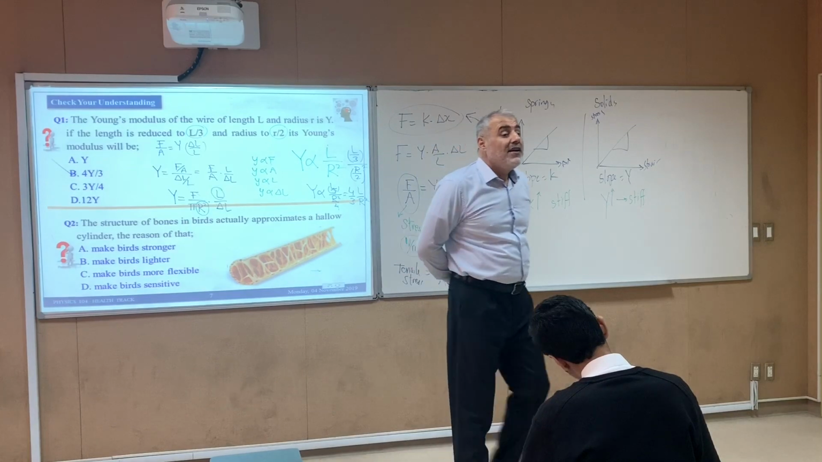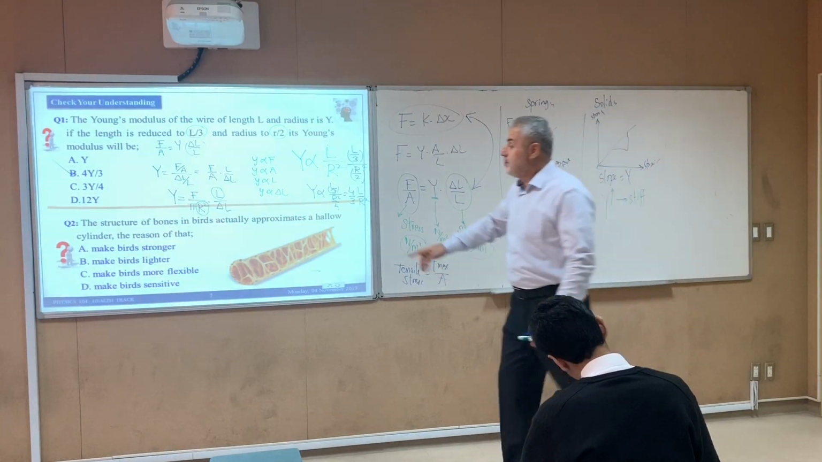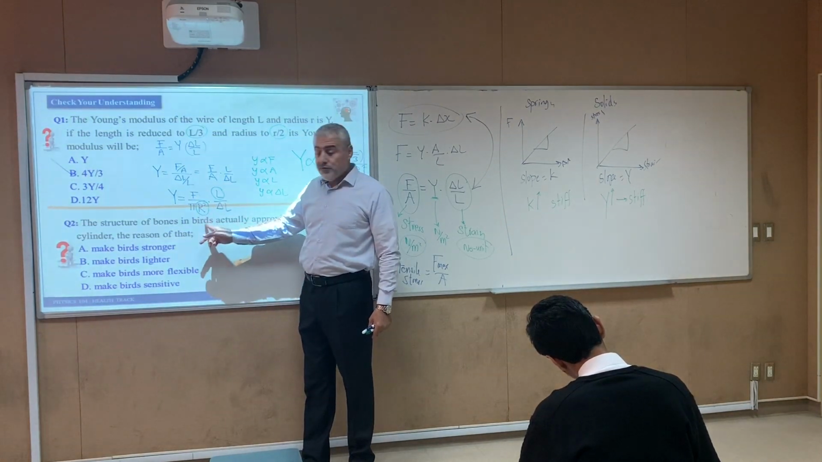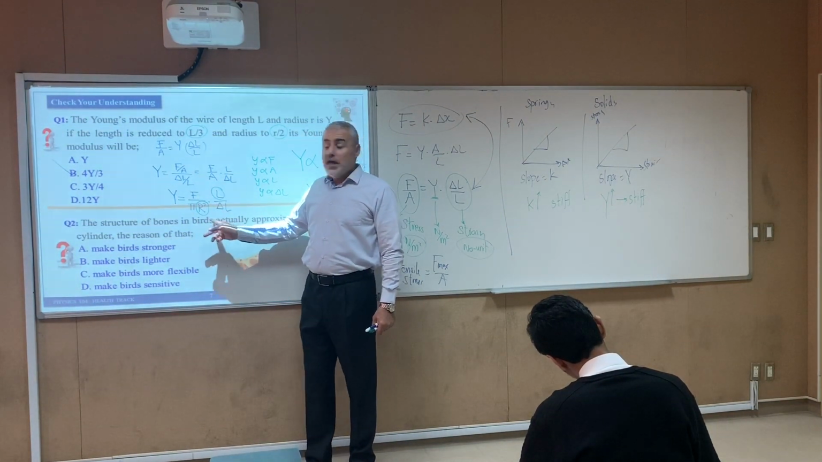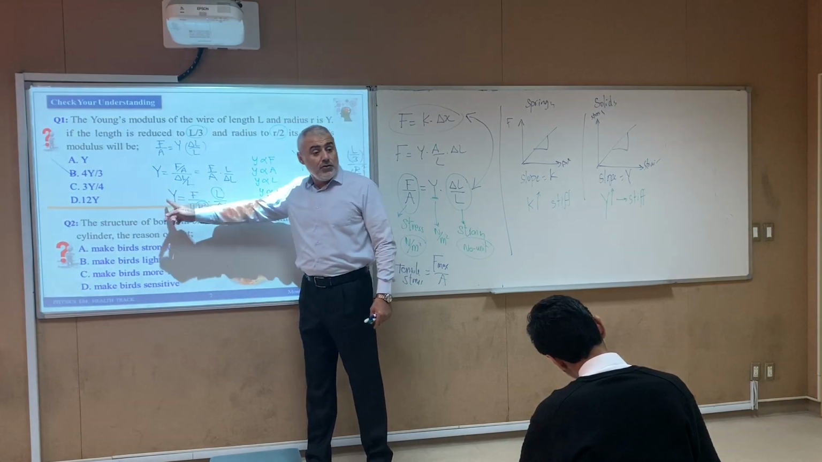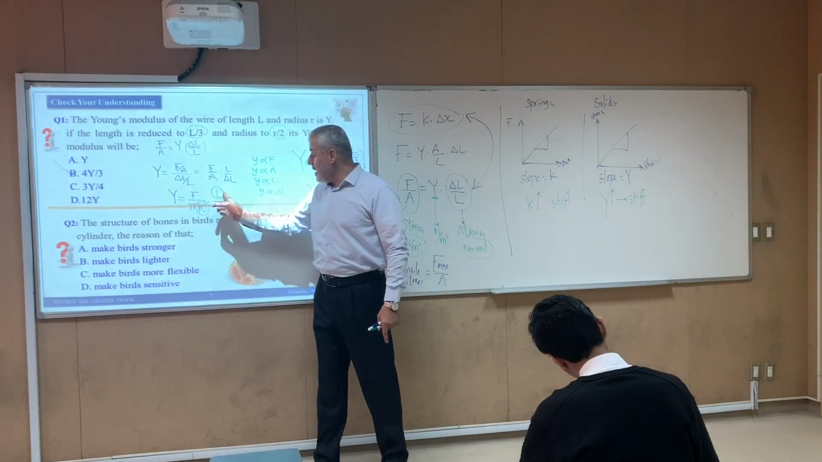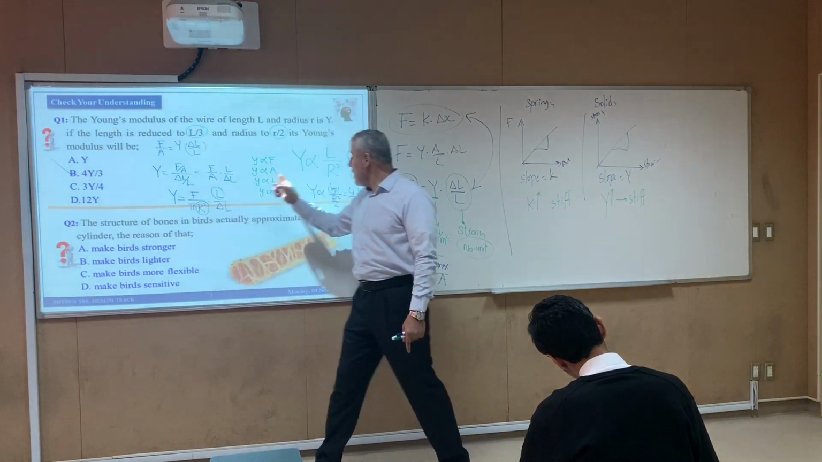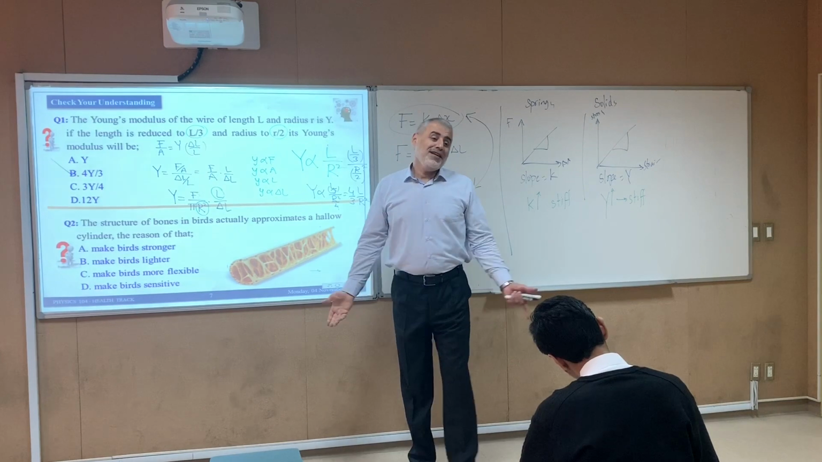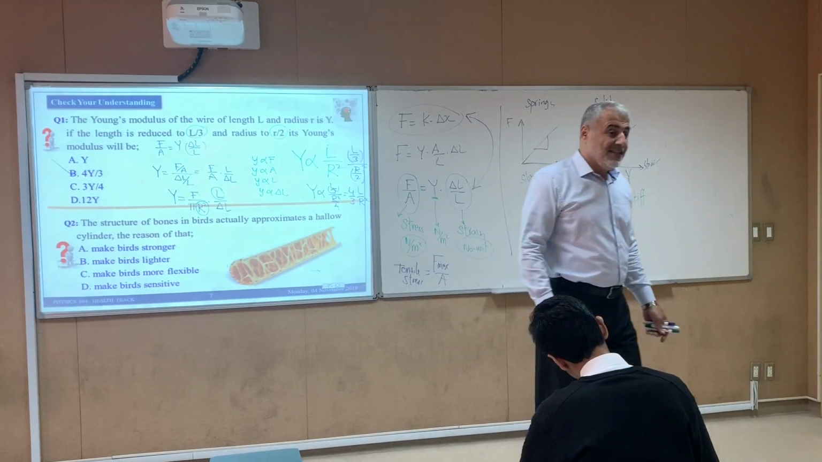So where are the formulas for this one? Y is equal to F over R squared times L over delta L. This is numerator with numerator, this is numerator with denominator. This is direct and this is inverse. We write up here Y is proportional to L over R.